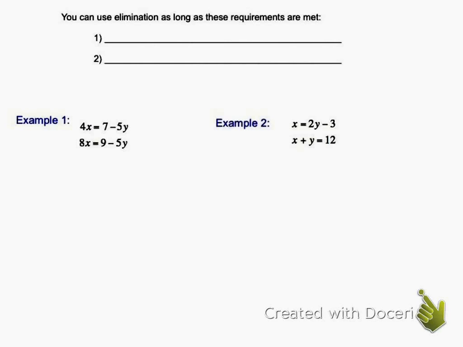Well, you can use elimination as long as these requirements are met. The first requirement is that you line up the equal signs. Here's what I mean by that. We're going to do that for the first two examples. In the first example, the equal signs are already lined up. See how I can draw a line through them? So I have to make sure that when I do elimination, the equal signs are right on top of each other. In example 2, you'll notice that they are not.